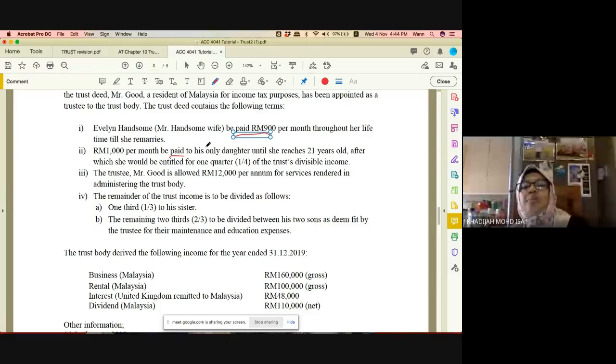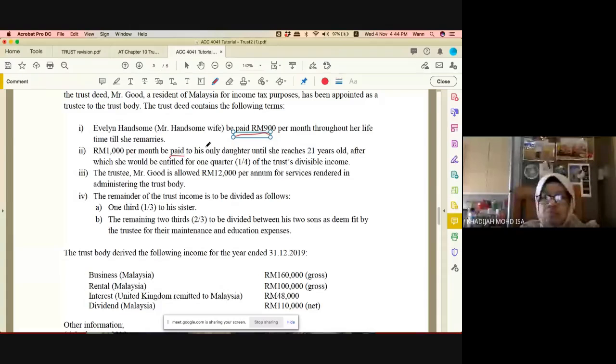But accumulation, alright, you also put aside 1,000 tapi you don't pay to the daughter. So she will not receive anything from the trust until she reaches 21 years old. Then whatever accumulated will be paid one off. Right? So that's the difference between accumulation dengan annuity. And after that, she will be entitled for 1 quarter. So then you have to see how old is the daughter this year. So in this case, you're looking at 2019.